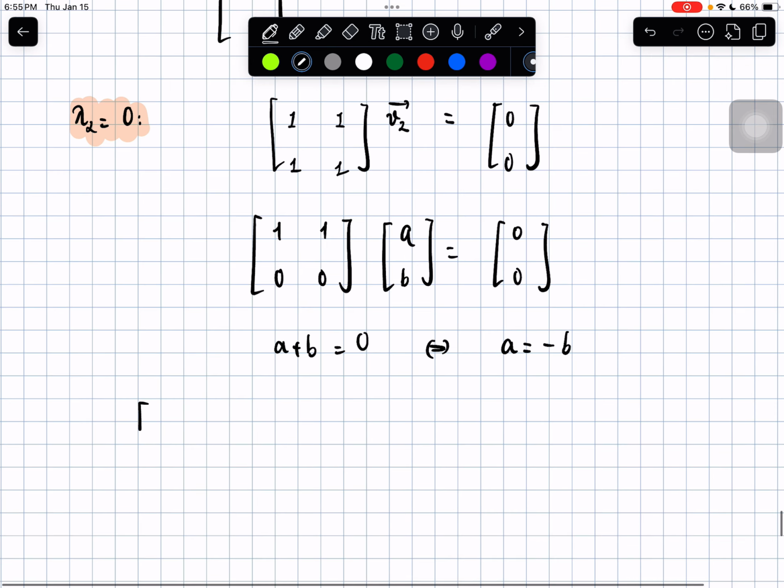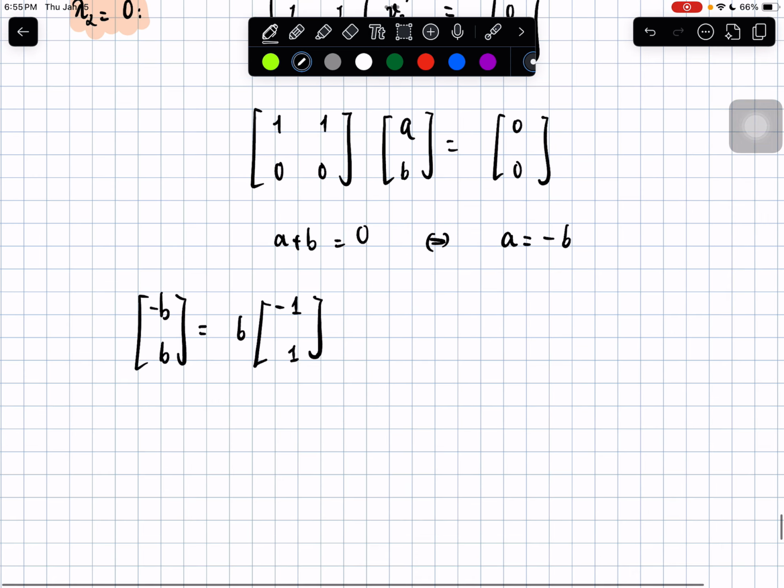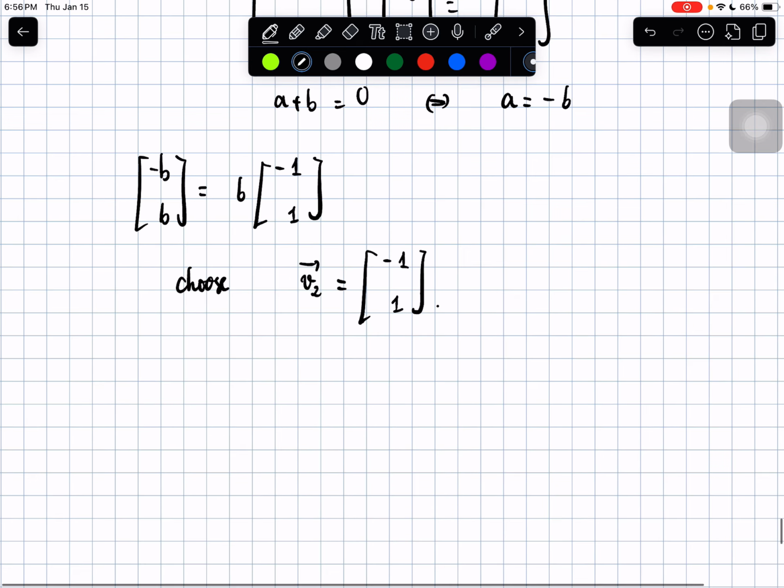So any vectors of the form (a, minus a), or (b, minus b), a multiple of (minus 1, 1), will give us an eigenvector as long as that vector is non-zero. Choose V2 to be (minus 1, 1).